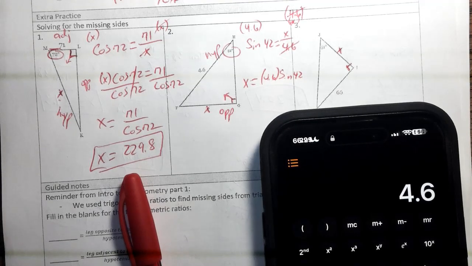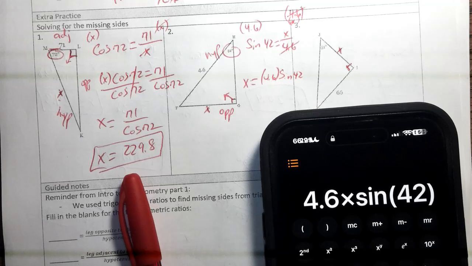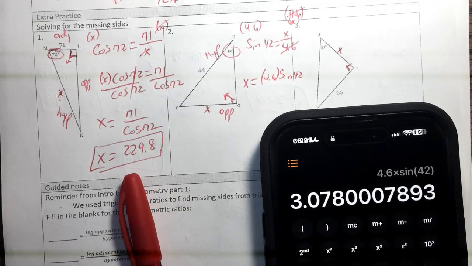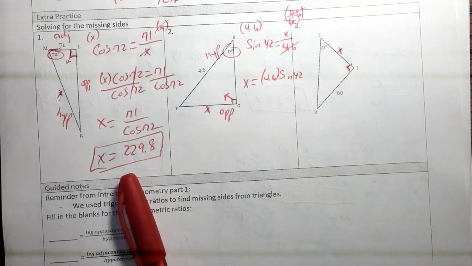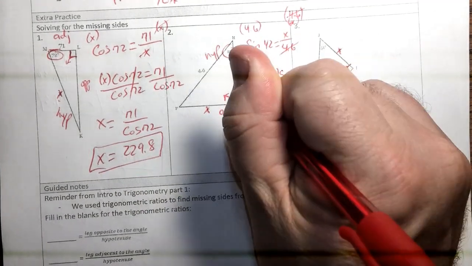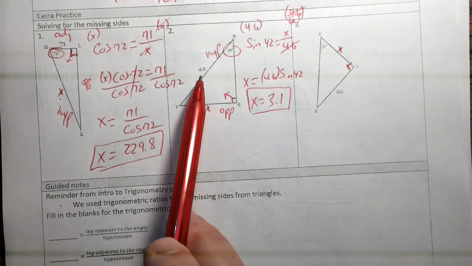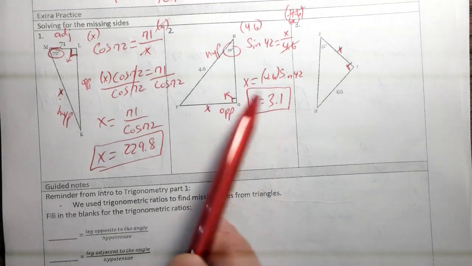4.6 times 42 sine. We got 3.07. We're going to round that to 3.1. I forgot to write x equals. So this is our shortest side. Our hypotenuse is 4.6. 3.1 makes sense.